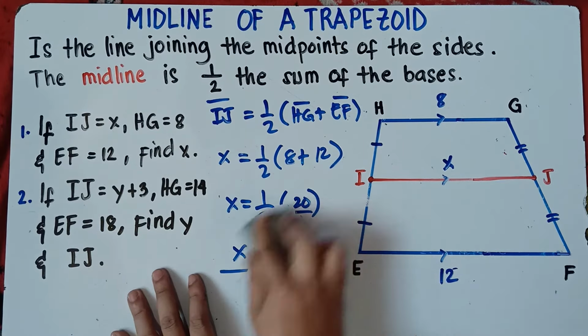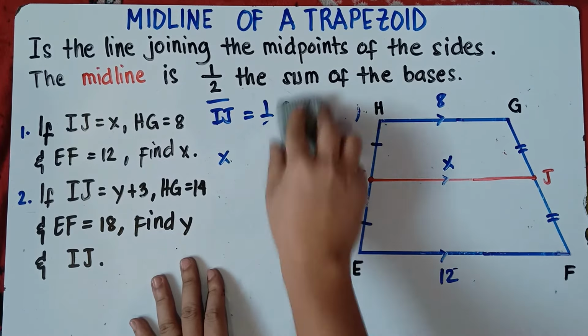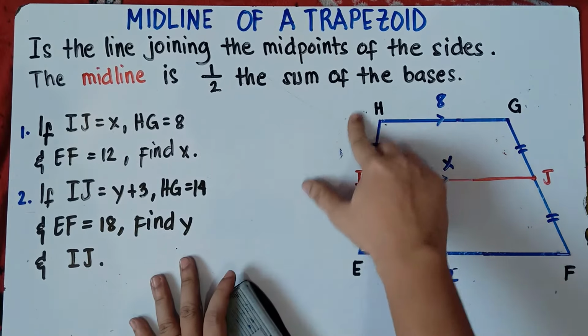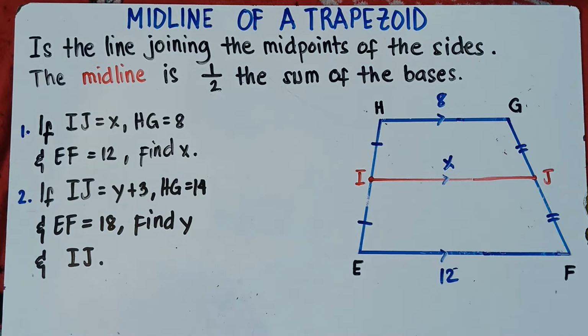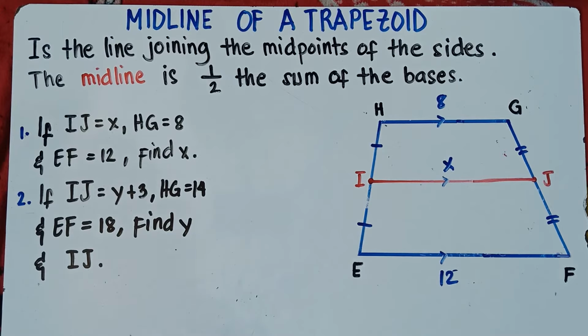Later on, class, our examples will be quite complicated, so you need to bear with me. Focus, class. Alright, let's have number 2. If IJ is equal to Y plus 3 and HG is equal to 14 and EF is equal to 18, find Y and IJ. Right, let's do that.